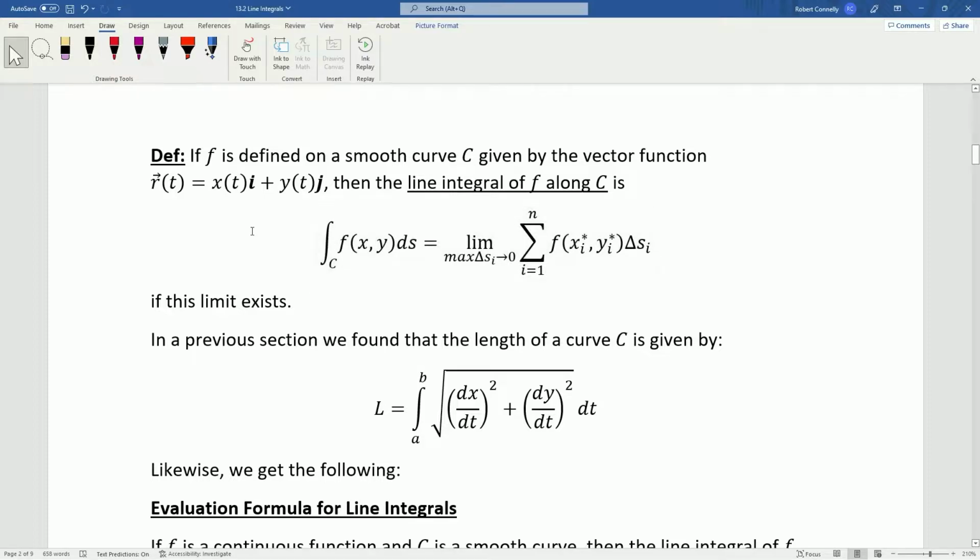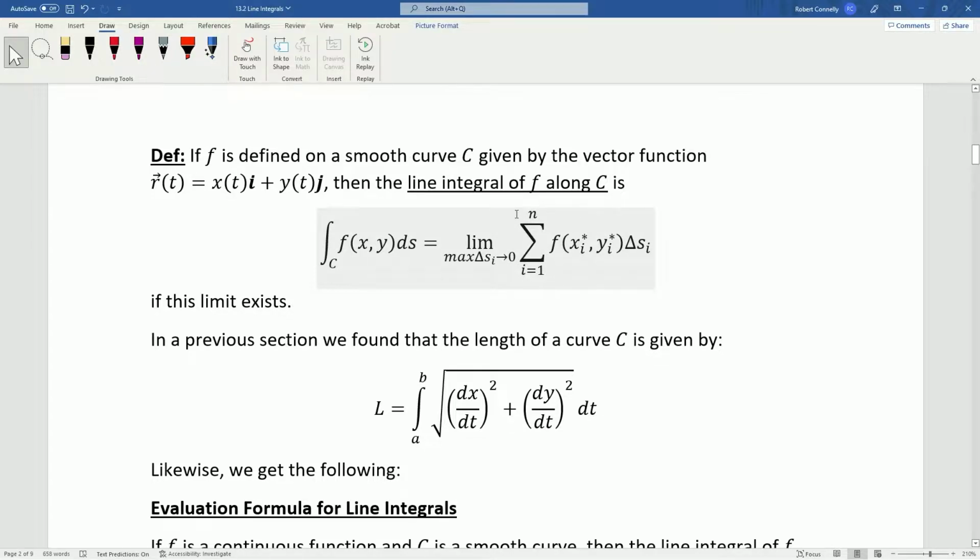Okay, so let's formally define this. If f is defined on a smooth curve C given by the vector function r of t equals x of t i plus y of t j, then the line integral of f along C is the integral over C of f of x y ds, which is defined as the limit, as the widths of our rectangles go to 0, of the sum from 1 to n of f of x sub i star, y sub i star times delta s sub i, provided that this limit exists.